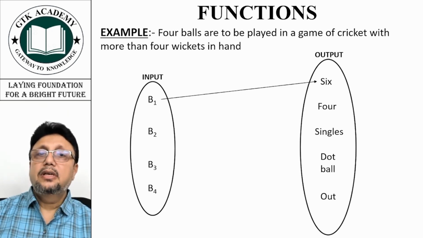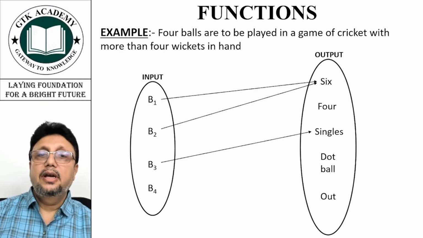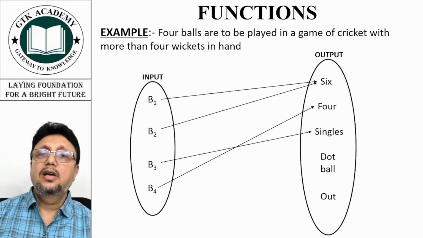The batsman hits a 6. On the second ball again, it's a 6. Third ball, he takes a single. And fourth ball, he hits a 4.